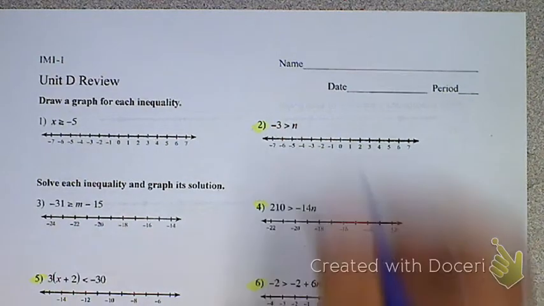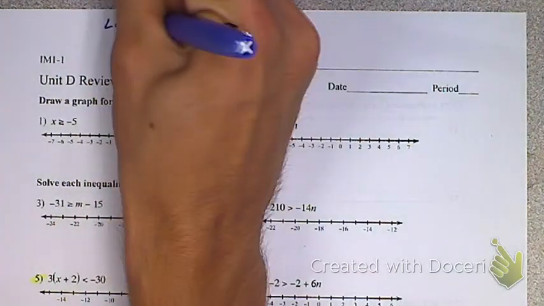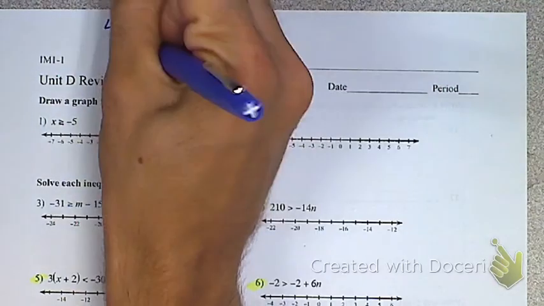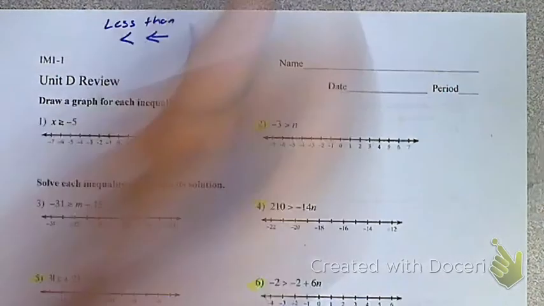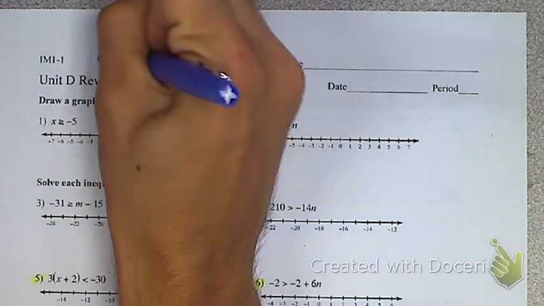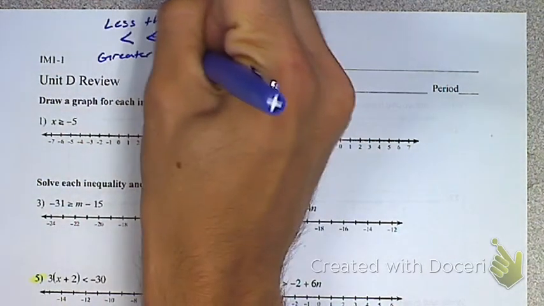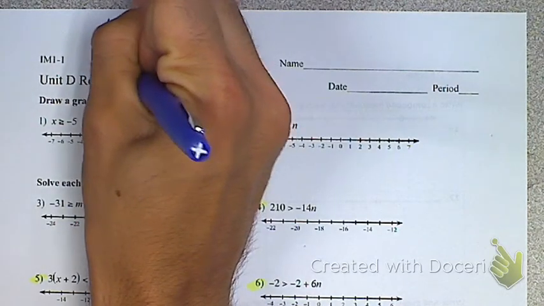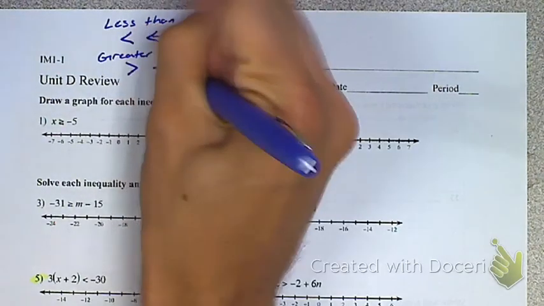A couple things to review first. Just like the notes, we have less than, which goes to the left. Greater than opens up this way, and it goes to the right.